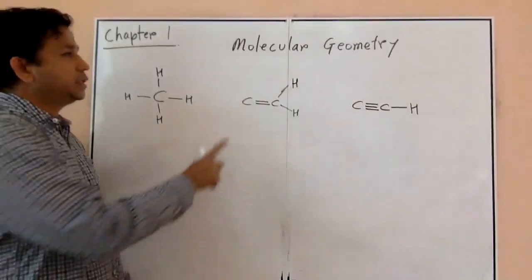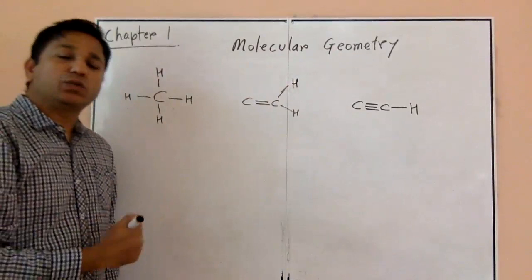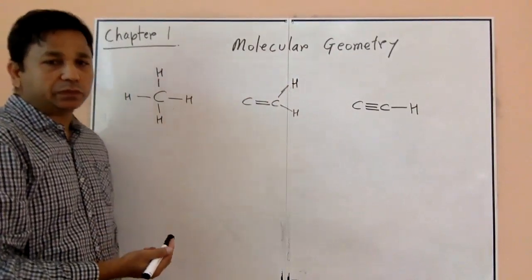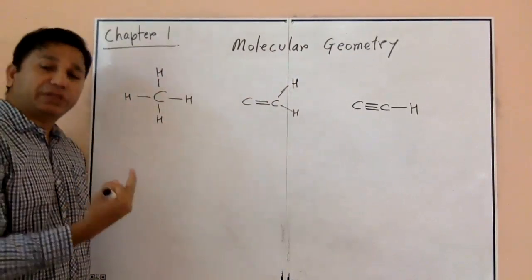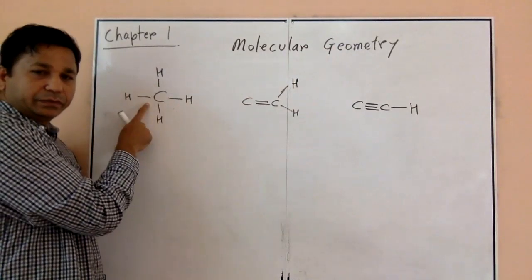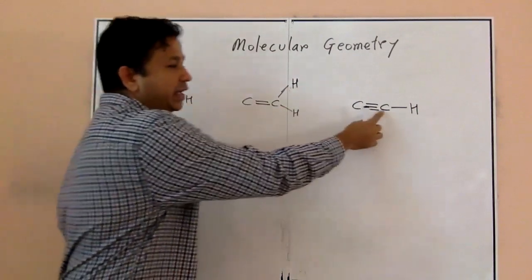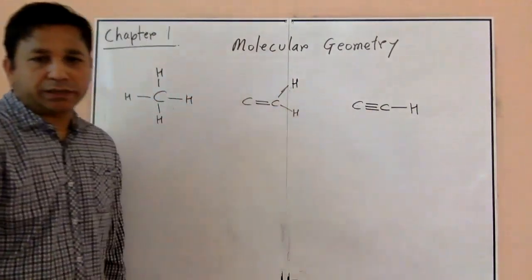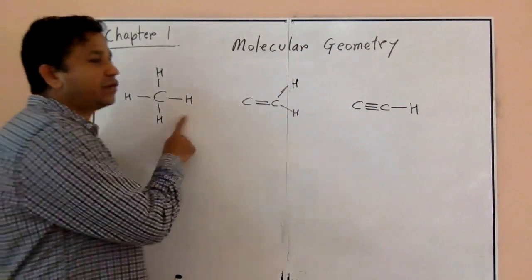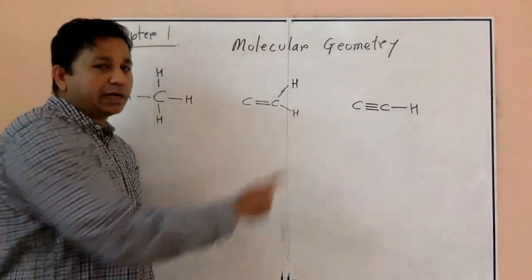All right, so molecular geometry. Geometry is basically the shape of the molecule. Carbon can have three different types: carbon can have all single bonds, carbon can have a double bond, and carbon can have a triple bond. So these are the different forms of carbon: single bonded, double bonded, or triple bonded.